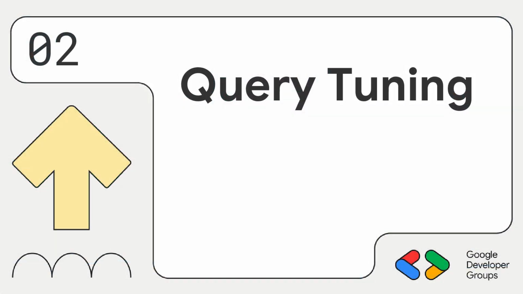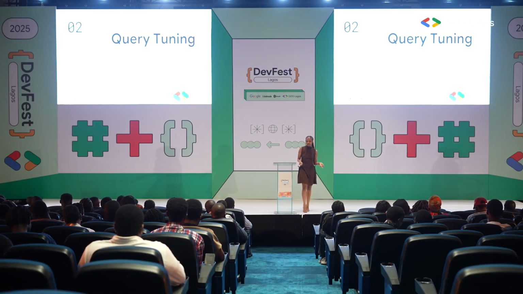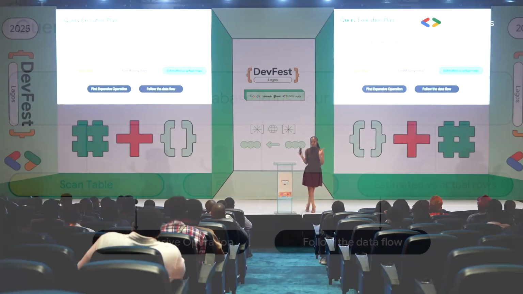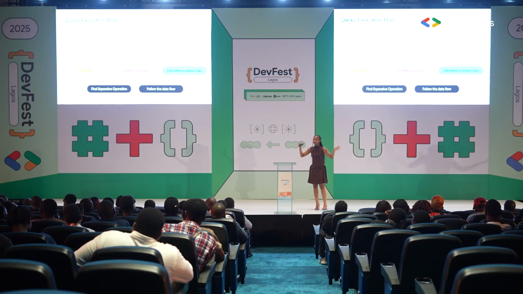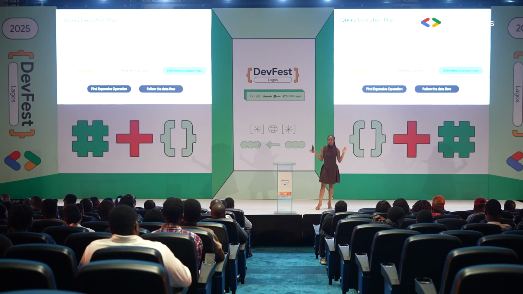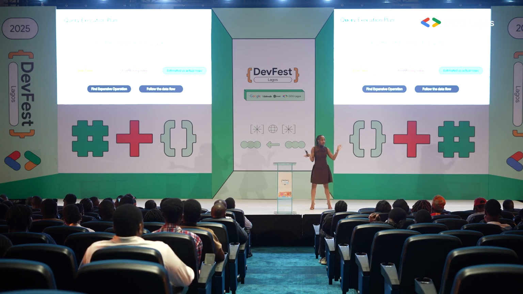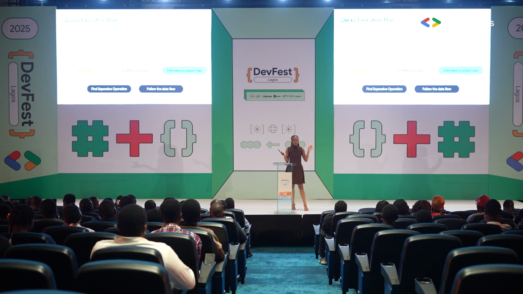So query tuning. This is like the blueprints for your indexes, like the receipts, showing what's actually happening. So how does your query execution plan work? For people that use MySQL or Postgres, have you heard of the explain keyword? Anyone? Okay, thank you. The explain keyword usually helps you know what's happening in your query.